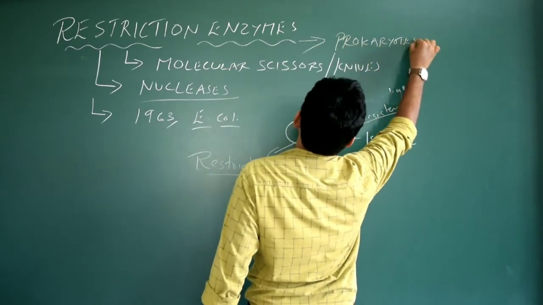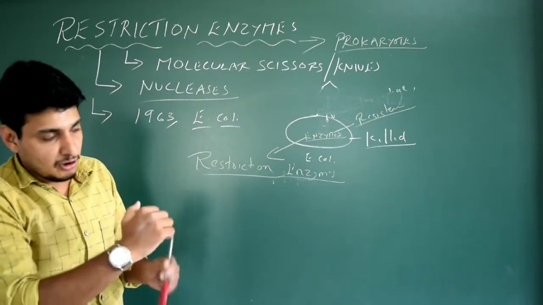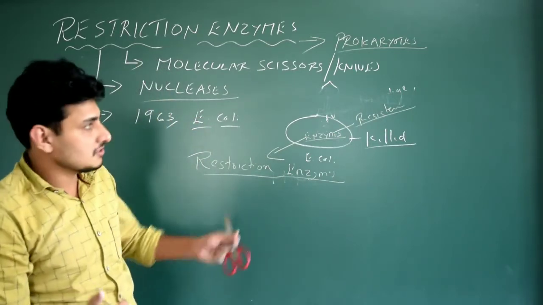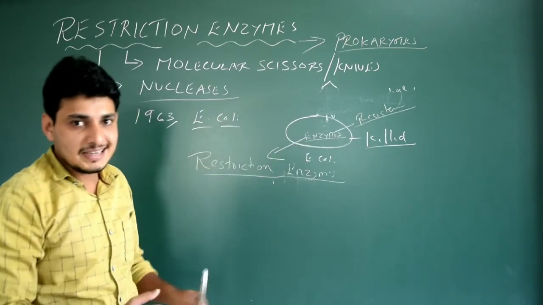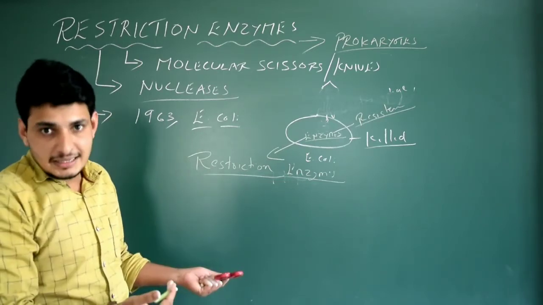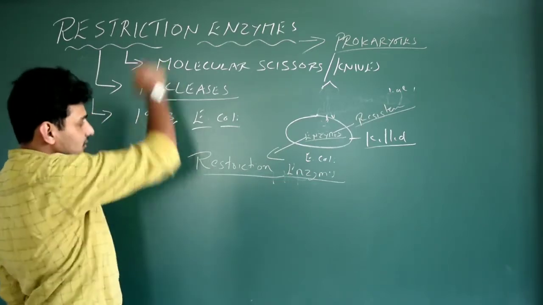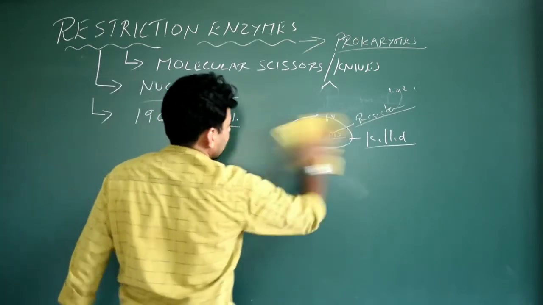That means the plasmids also act as resistance against different types of chemicals. At the same time, they have restriction enzymes also. They also act like an immune system. They will not allow the entry of other foreign DNA. So that is actually the thing. Let me just erase this portion now.